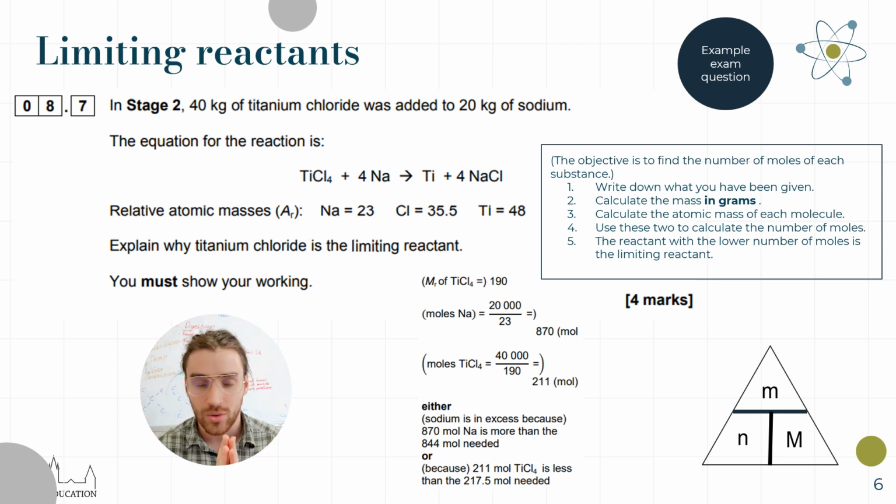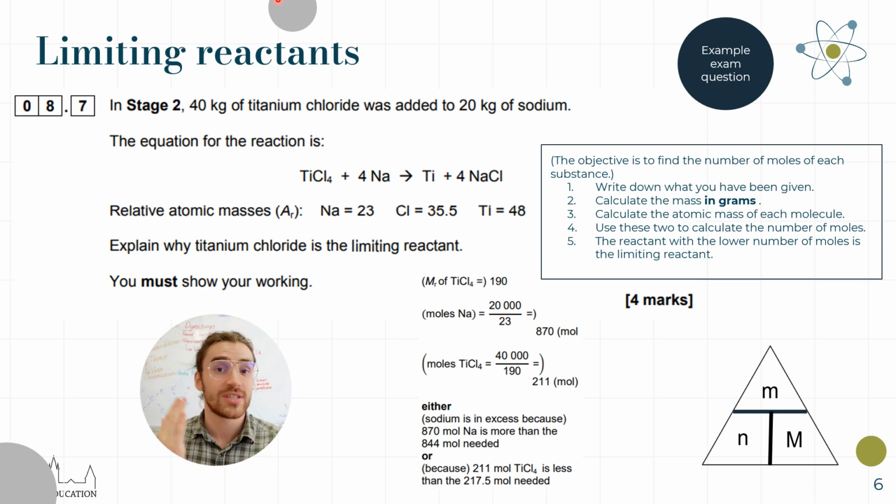And it's not always as obvious as saying, well, the one with more mass, right? Because in this equation here, we can see that we have 40 kilograms of titanium chloride and 20 kilograms of sodium. You might think, of course, the sodium is going to run out first. But in fact, if we calculate the number of moles for each one, we find that the sodium actually has more moles than the titanium chloride, which means the titanium chloride will be used up first, and then therefore it's going to be the limiting reactant.